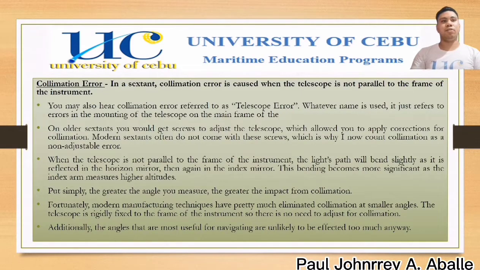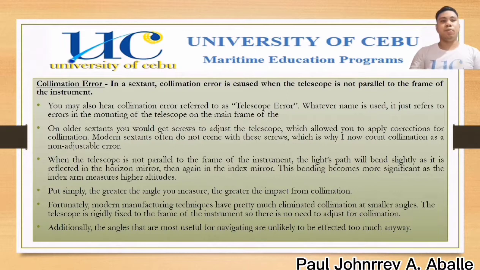Collimation error. In the sextant, collimation error is caused when the telescope is not parallel to the frame of the instrument. You may also hear collimation error referred to as telescope error. Whatever name is used, it just refers to errors in the mounting of the telescope on the main frame of the sextant. On older sextants, you would get screws to adjust the telescope, which allowed you to apply corrections for collimation. Modern sextants often do not come with these screws, which is why I count collimation as a non-adjustable error.